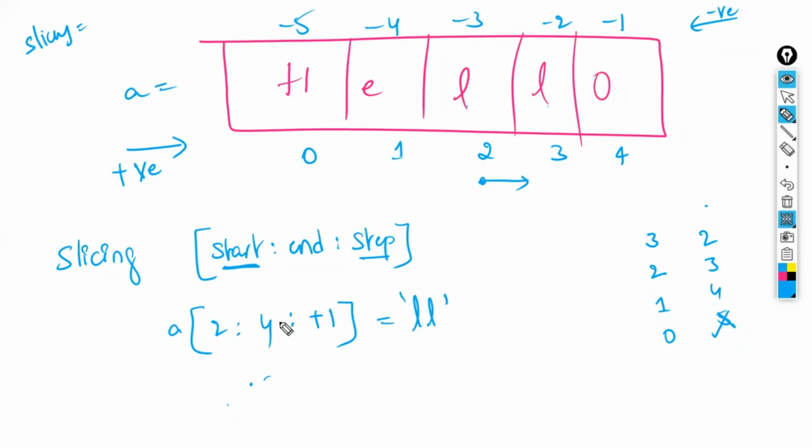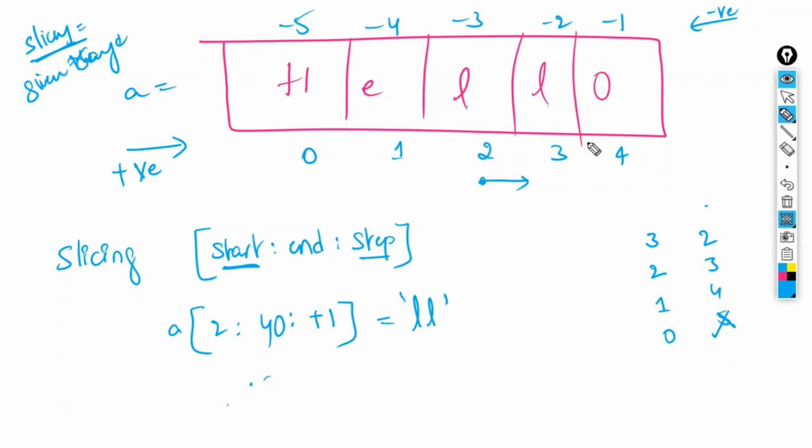Sir, 2 to 40? 40 is not available. What is meant by slicing is that within the given range, whatever is available, print that. Within the given range, whatever is available, print that one. That is the meaning.